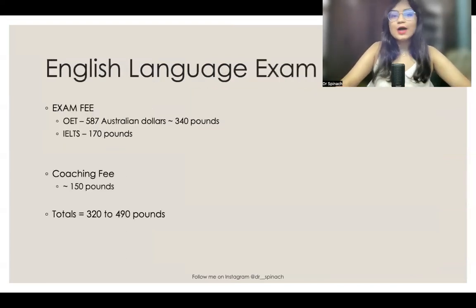Okay. Now, starting from English language exam, all right? GMC allows you to take any of the two English language exams, that is OET or IELTS. Now, if you are going to take OET, it costs you around 587 Australian dollars, which accounts for 340 pounds, and IELTS account for 170 pounds.